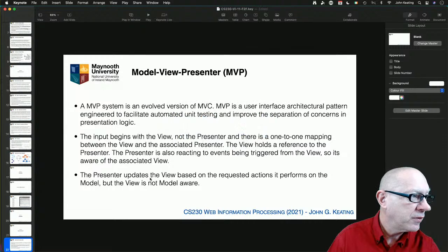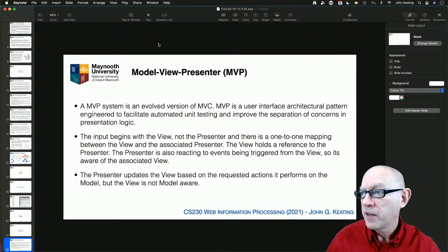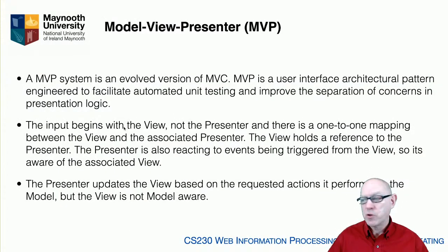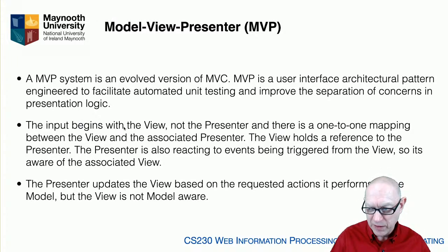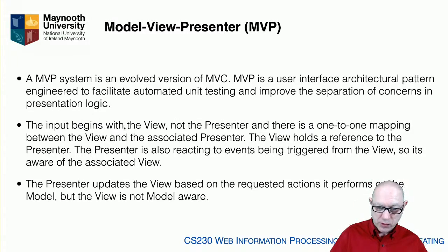Okay, so let's get back to it. Model View Presenter is an evolved version of Model View Controller. MVP is a user interface architecture pattern. It facilitates automated testing and improves the separation of concerns in presentation logic. The input begins with the view, not the presenter. There's a one-to-one mapping between the view and the associated presenter. The view holds a reference to the presenter, and the presenter also reacts to events being triggered from the view. So it's aware of the view.